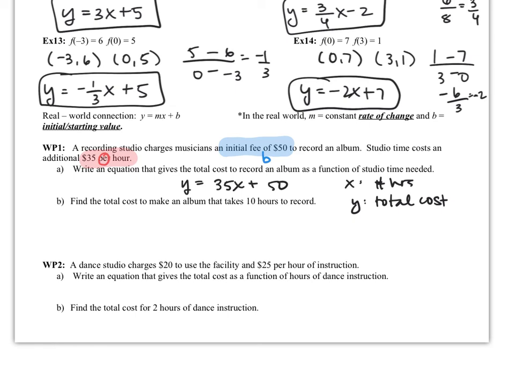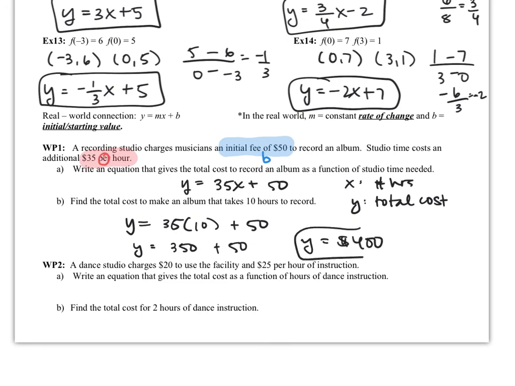And so now to use that equation, we could find the total cost, our y value, for an album that takes 10 hours to record by replacing x with 10 and doing out this math. And so I would get 350 plus 50 means that my total cost would be $400. So at this point, you're going to pause the video, try word problem 2, and press play when you're ready to check your answer.